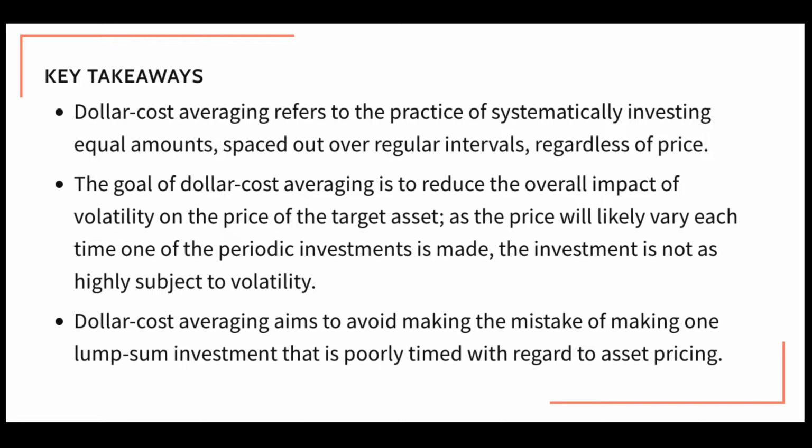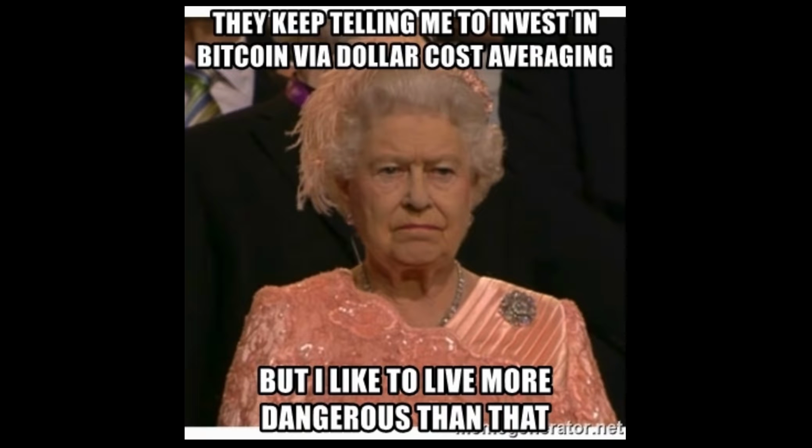Key takeaways here is that dollar cost averaging refers to the practice of systematically investing equal amounts spaced out over regular intervals regardless of price. The goal of DCAing is to reduce the overall impact of volatility on the price of the target asset. As the price will likely vary each time one of the periodic investments is made, the investment is not as highly subject to volatility. Dollar cost averaging aims to avoid making the mistake of making one lump sum investment that is poorly timed with regard to asset pricing.